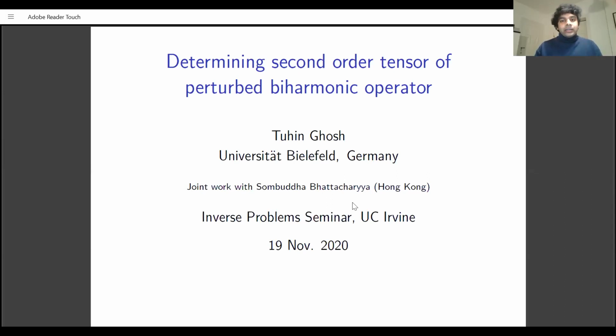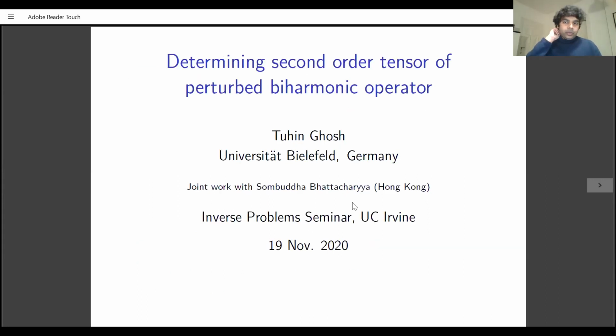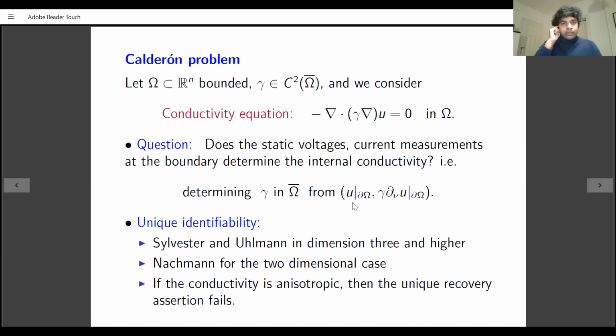So today we'll be talking about a Calderon type problem, but for a higher order operator, in particular the Bi-Harmonic operator. We'll try to determine the lower order coefficients up to the second order. The second order term is governed by a second order tensor, and that is the crux of this talk. So let us begin with the Calderon problem.